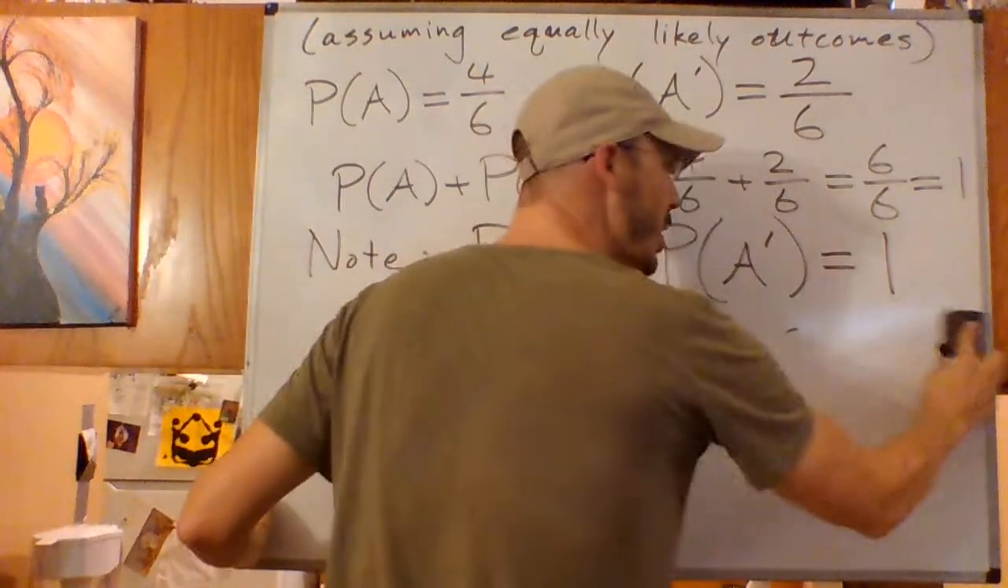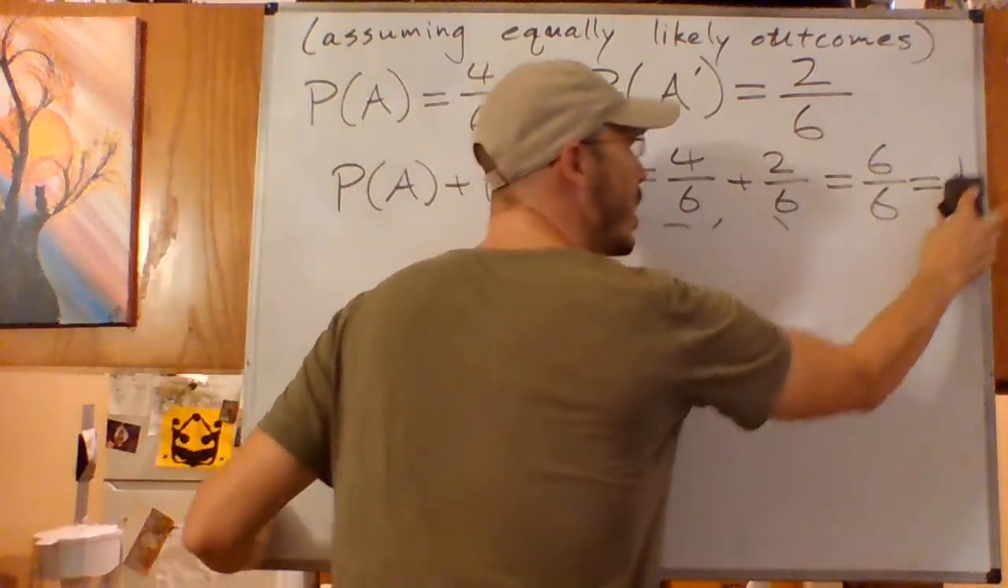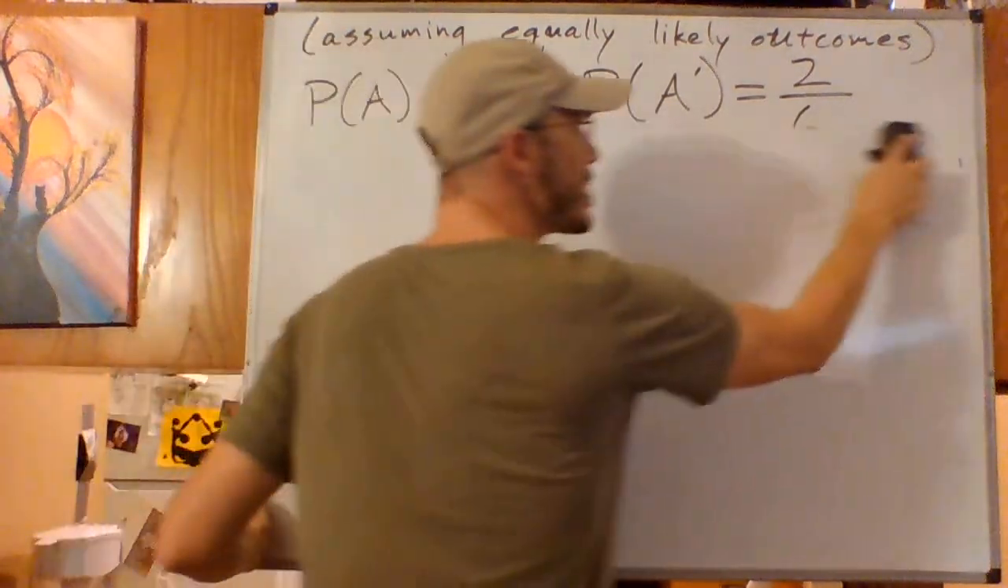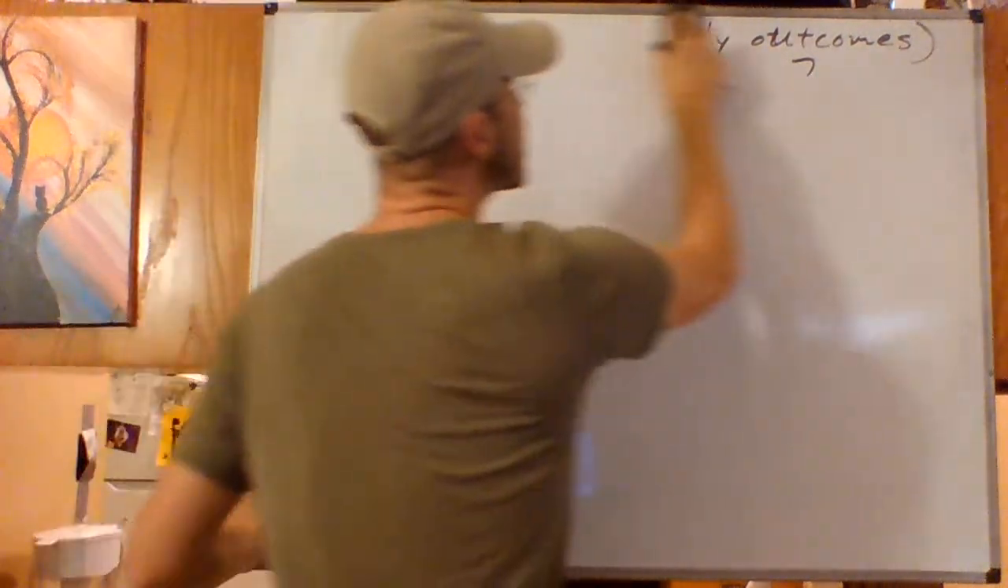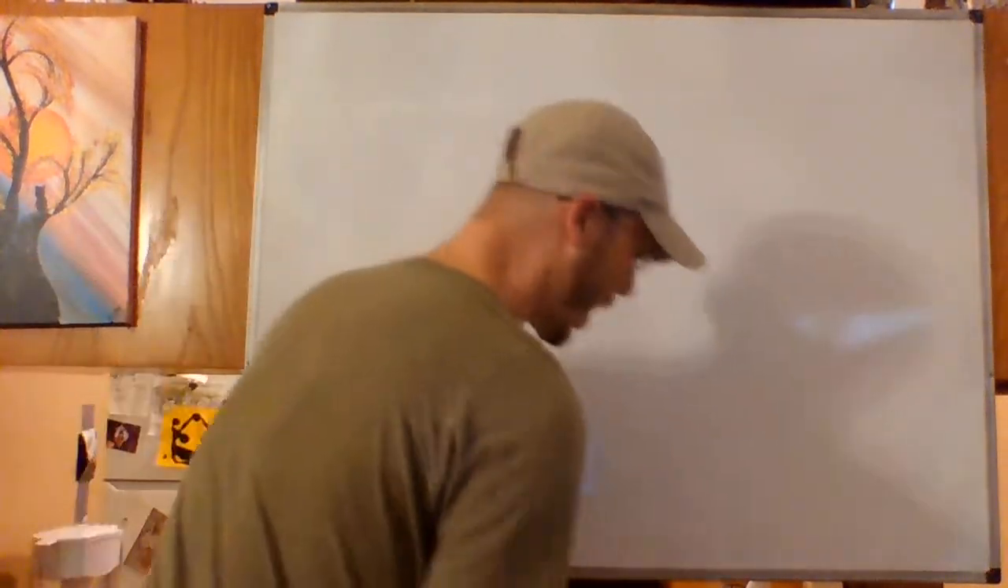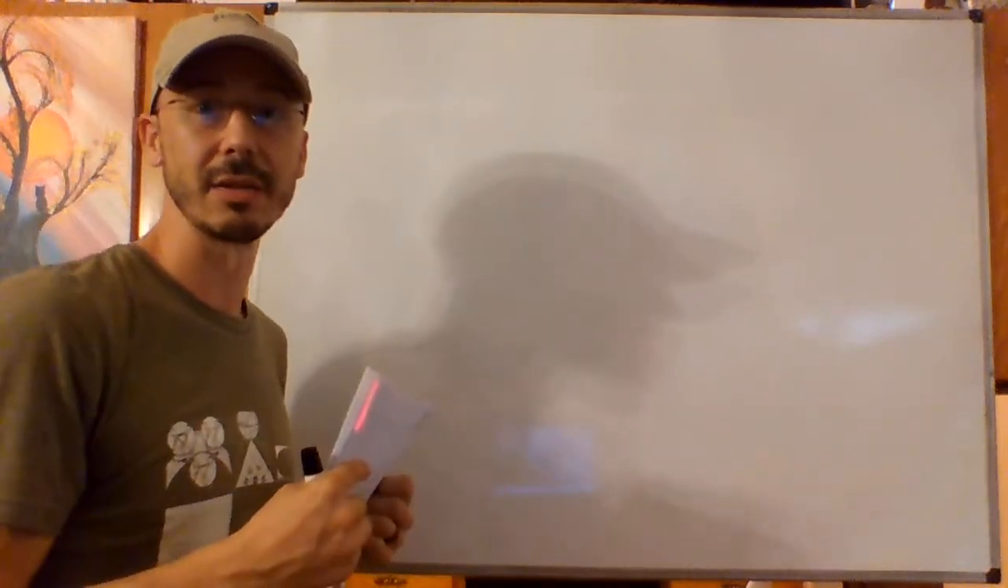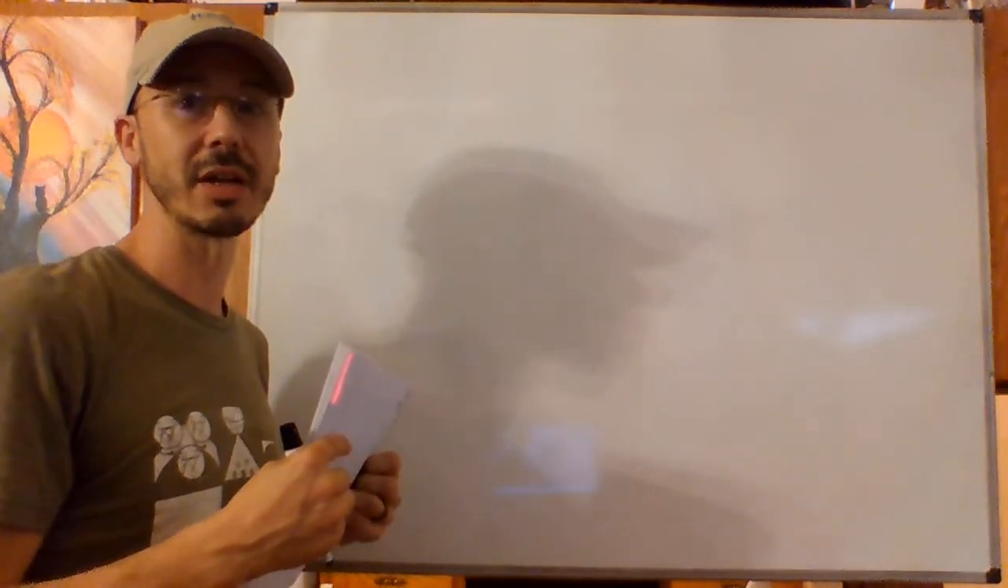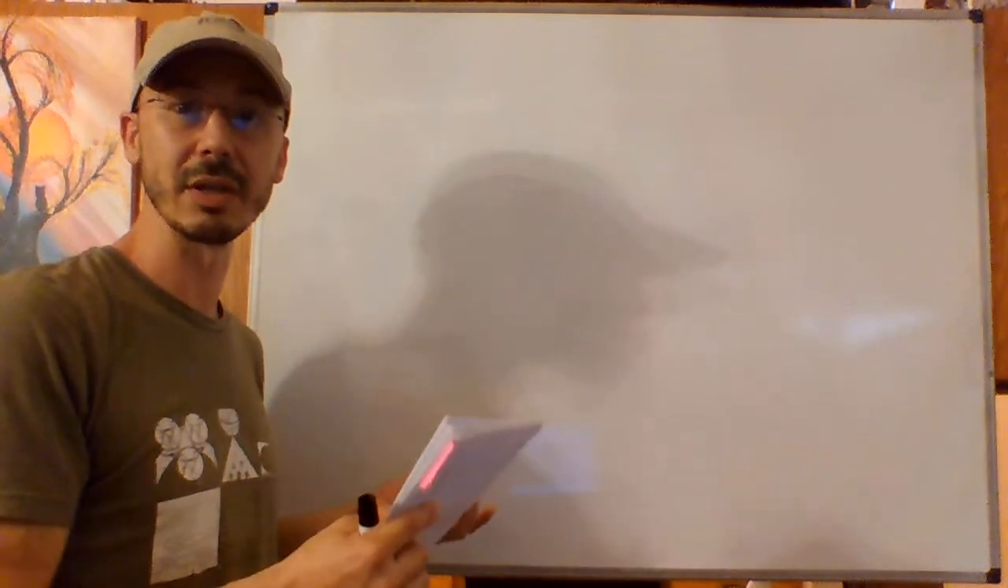So far with compound events, we've had the OR event, the AND event, and the complement. Next, we're going to look at conditional probability, and condition is the key word here. Conditional probability of an event is on the condition of something else happening. So it's kind of like a more informed probability.